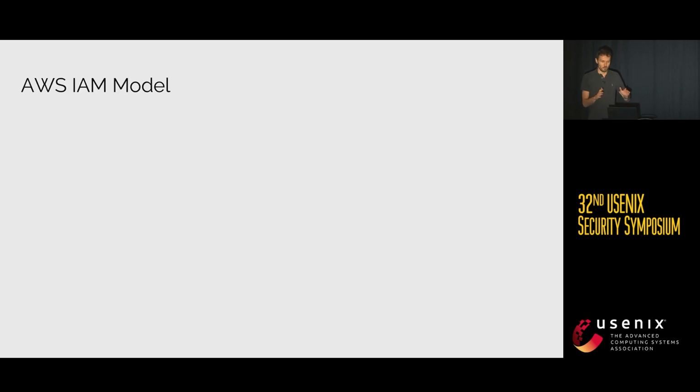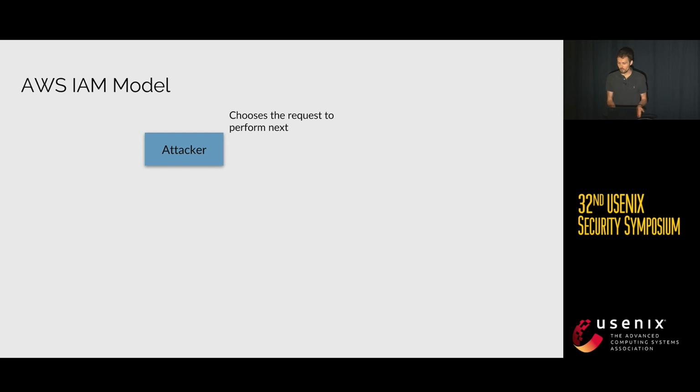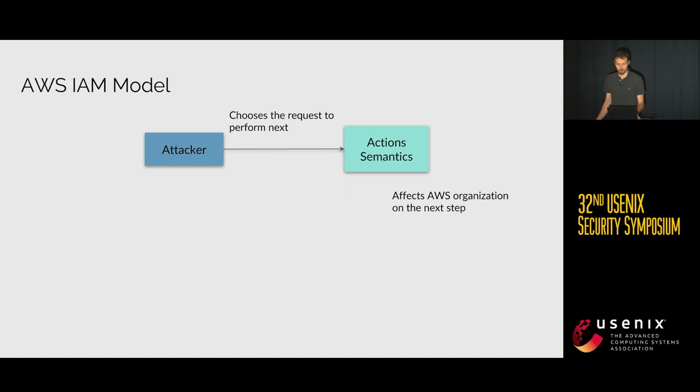So our identity and access management model can be roughly divided into 4 parts. First, we have the attacker, which is the encoding of the request, the action performed on some resource by some principal. And the attacker chooses what to perform next, so naturally we must define the action semantics, or the encoding of the transitions from the current state of the organization to the next state based on what action was chosen.